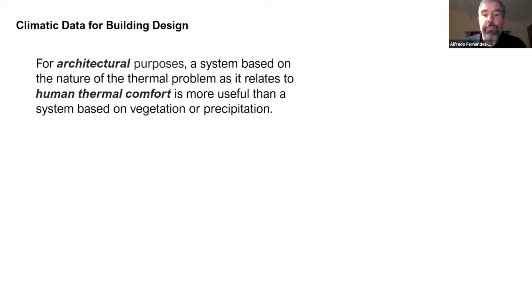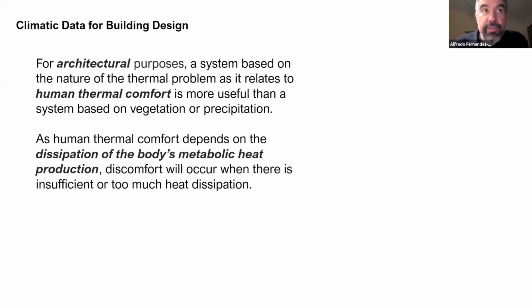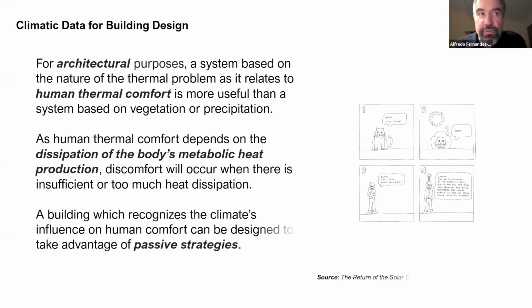So for architectural design purposes, a climate classification that addresses the challenges that we face to deliver thermal comfort is what's most needed. And as human thermal comfort depends on the dissipation of the body's metabolic heat, discomfort occurs when there is insufficient or too much heat dissipation.